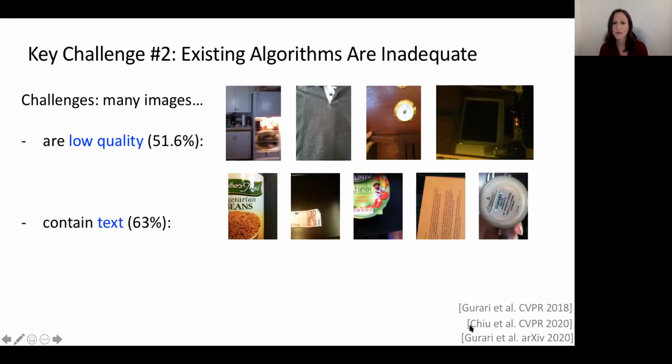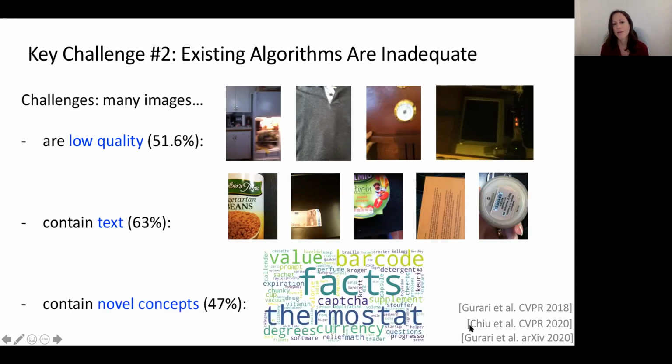We also tried to figure out how many of these images contain text, and we found that about 63% do contain text. And finally, we found that these images contain many novel concepts that are not seen in other data sets. And so we see things like thermostats, CAPTCHA, currency, Progresso apparently is a popular topic in this data set as well for the food bring-out.